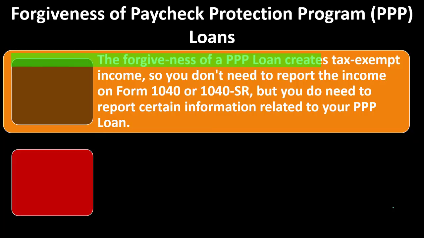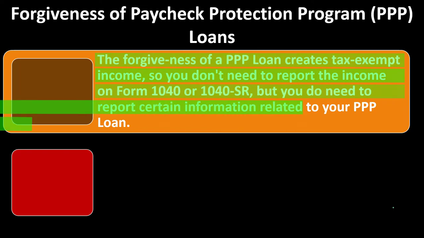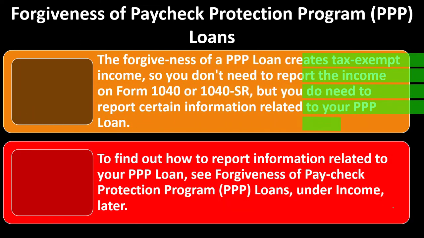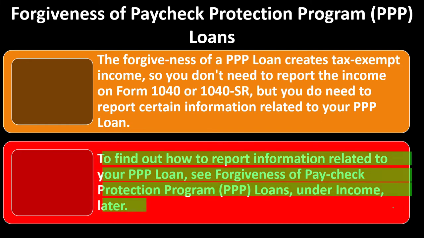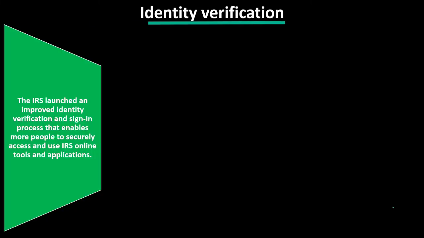But in any case, the forgiveness of the PPP loan creates tax-exempt income, so you don't need to report the income on Form 1040 or 1040-SR. So that is nice. Remember, anytime it says you don't need to report the income, income is bad for taxes, because that means you owe more taxes. So you want to earn income but not be required to put it on as taxable income, so you don't pay taxes on it, would be what they're saying here. But you do need to report certain information related to your PPP loan. To find out how to report information related to your PPP loan, see Forgiveness of Paycheck Protection Program, the PPP loans, under Income later.